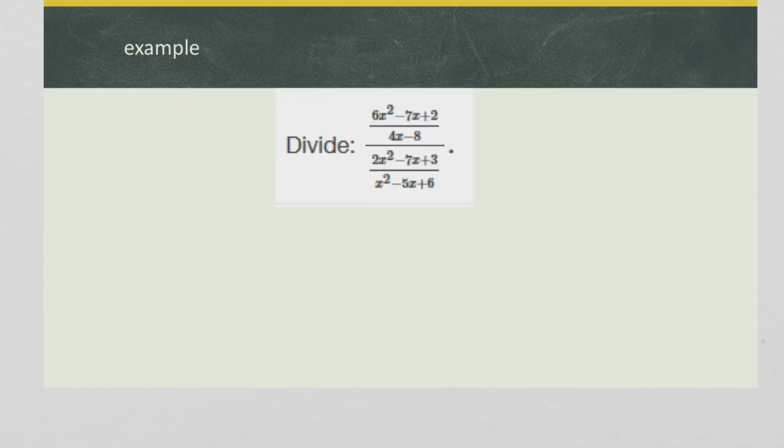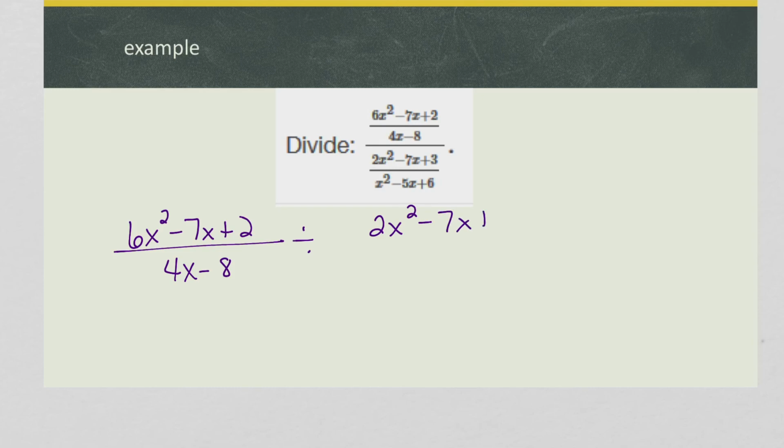Okay, don't freak out just because this one's written as a fraction divided by another fraction. It's the same thing as this. So I would write this not in the fractional form like that. This is called a complex fraction, by the way. So you've got (6x squared minus 7x plus 2) over (4x minus 8) divided by (2x squared minus 7x plus 3) divided by (x squared minus 5x plus 6).